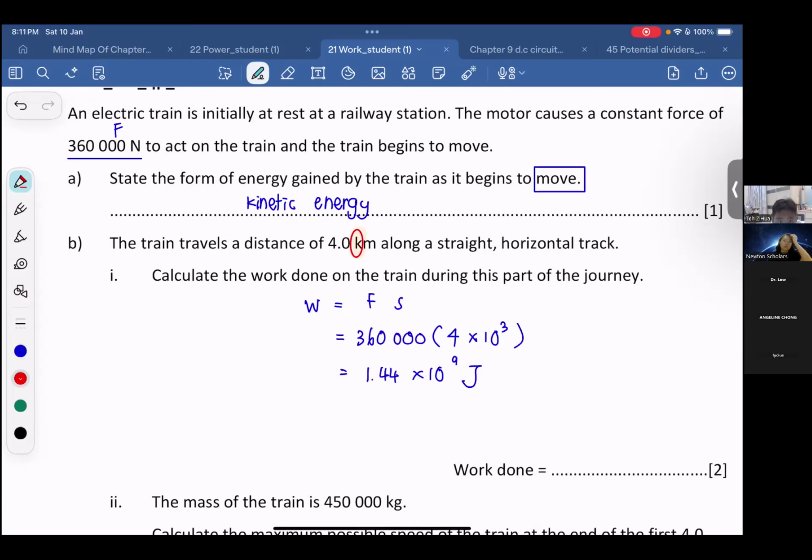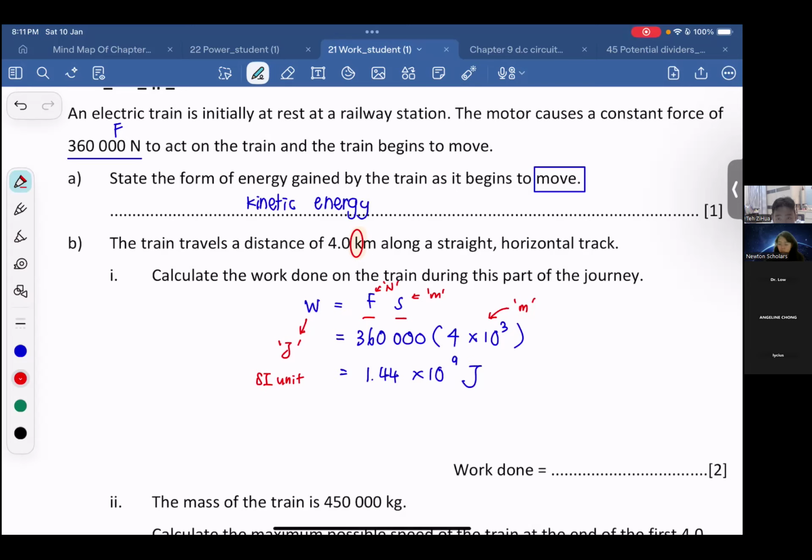Make sure the unit is correct. If, let's say, here they give you in cm, you also need to convert into meter. Okay, dear, mark it down. This must be in meter. Why must it be in meter? Because your unit for the work done is in joule. Joule is an SI unit. That means the force and the distance that we apply, the values that we put in, the units must also be SI units. So force must be in Newton, then the distance must be in meter. So you need to convert from km to m.